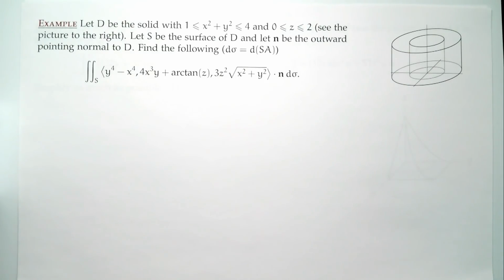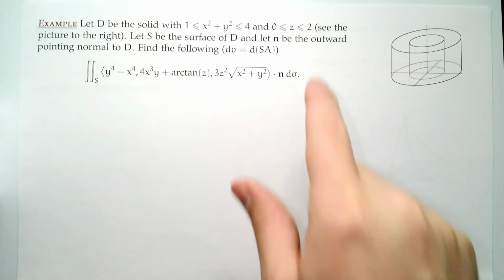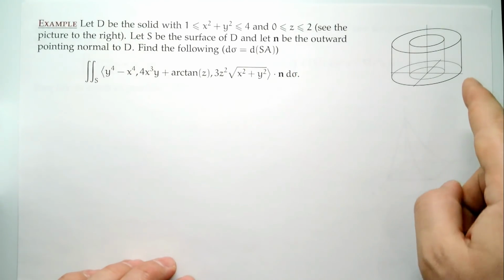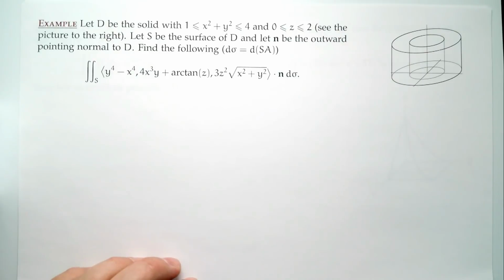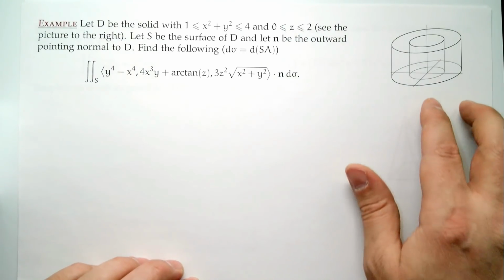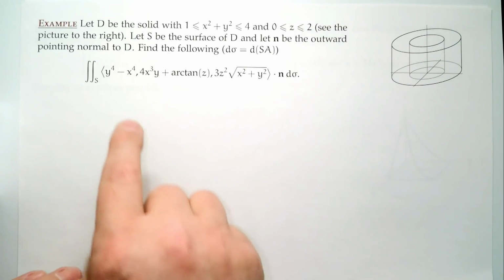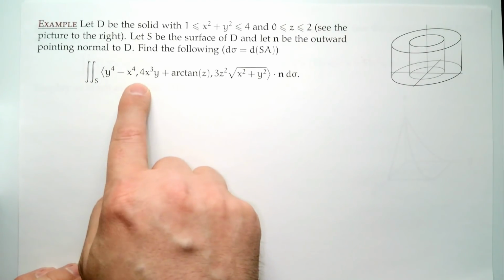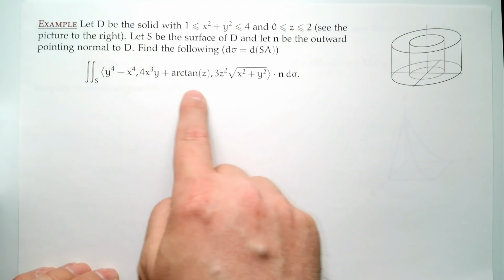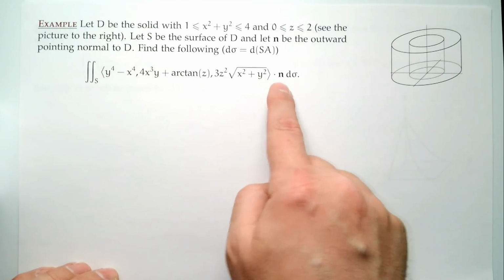So suppose you have D as a solid where x squared plus y squared goes between 1 and 4, and 0 is less than or equal to z less than or equal to 2. So it's a cylinder with a smaller cylinder drilled out. Very conveniently, they gave us the picture. Let S be the surface of D, and N be the outward pointing normal to D. Then we want to find the integral of y to the fourth minus x to the fourth of 4x cubed plus y plus r, and so on, dot n d sigma.